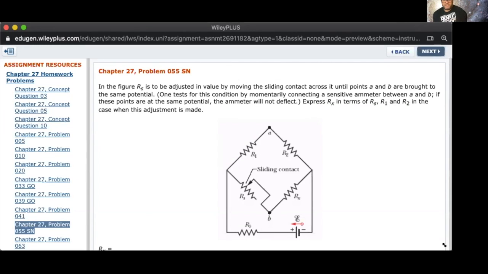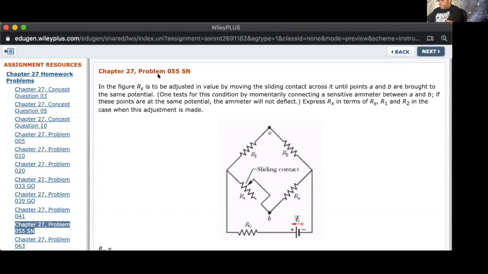One test for this condition is by momentarily connecting a sensitive ammeter between A and B. So at this point they are at the same potential, and the ammeter will not deflect. Express Rx in terms of RS, R1, and R2 in the case when we adjust this to balance.